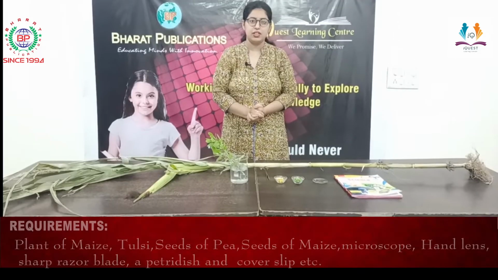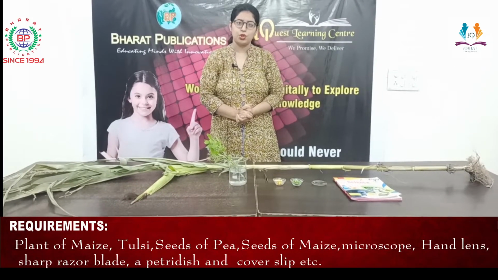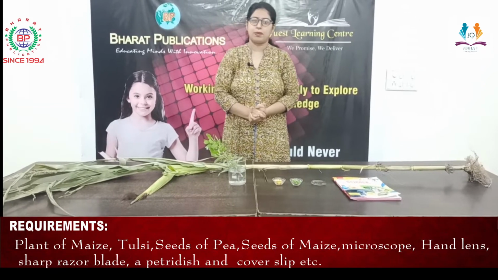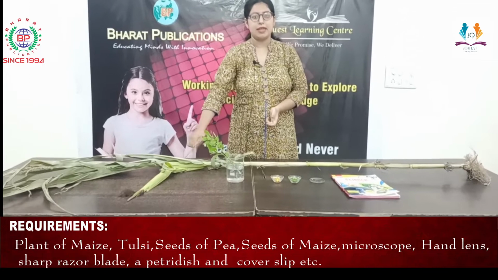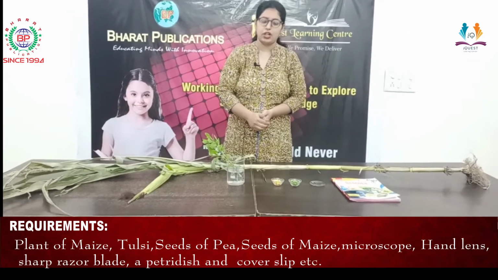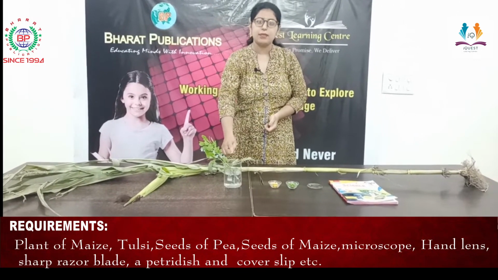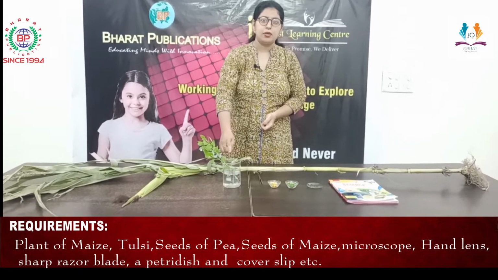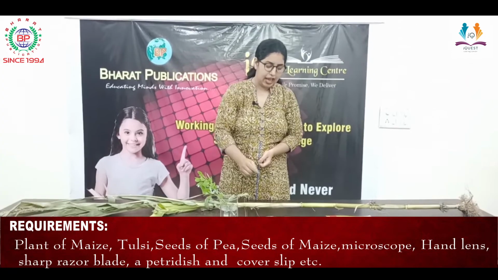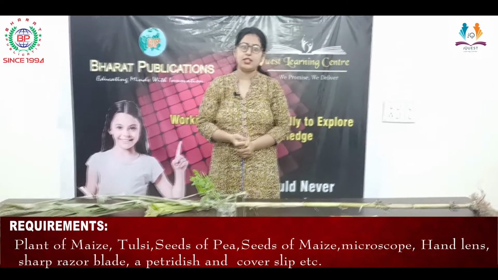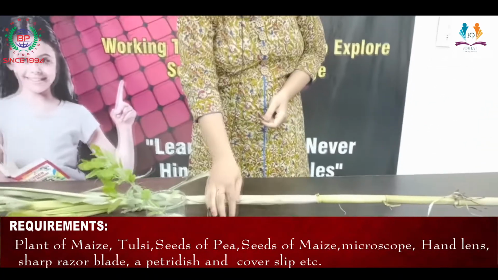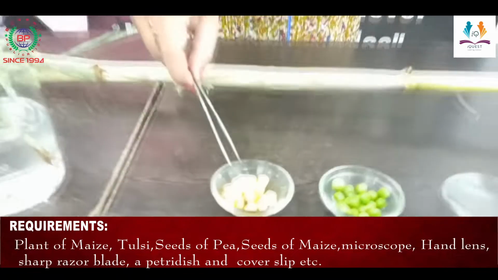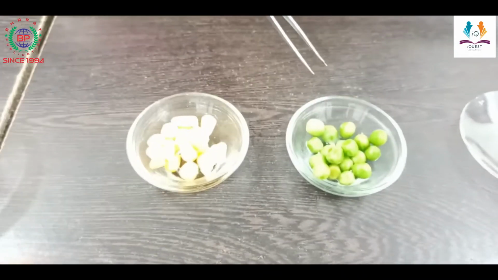For this activity we need one monocot plant and one dicot plant. For monocot I have taken the maize plant, and for the dicot I have taken the tulsi plant, that is the holy basil. And to study the seeds of dicot and monocot I have taken the seed of maize and seed of pea.